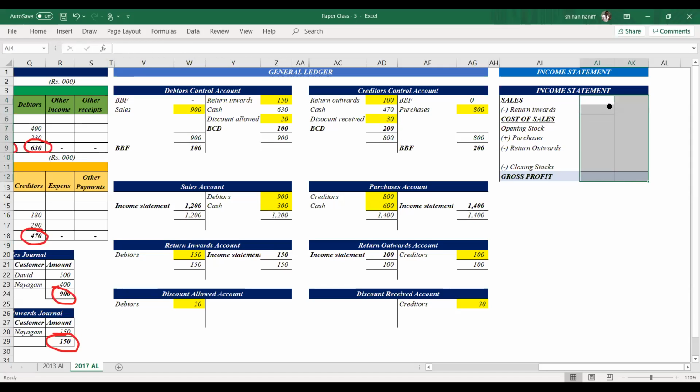So when preparing the income statement, now the total sales: cash sales 300, credit sales 900. So total sales 1,200. Out of that is a return inwards of 150. So it will be deducted. Therefore, the net sales of the business is only 1,050. That's the selling price, and the sales return of 150 will be deducted.